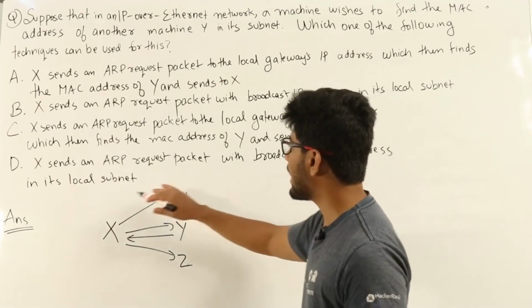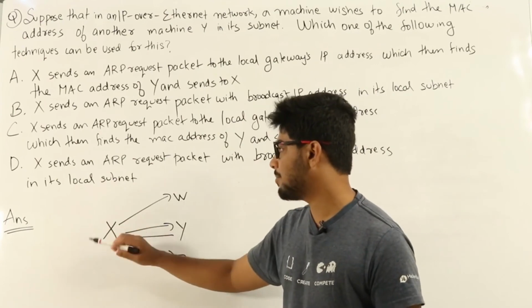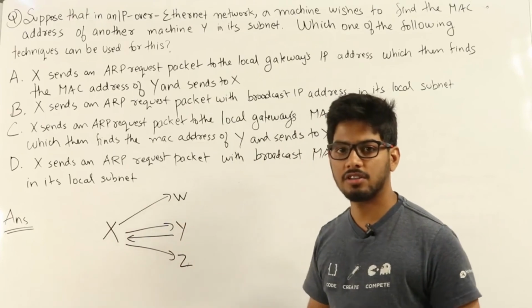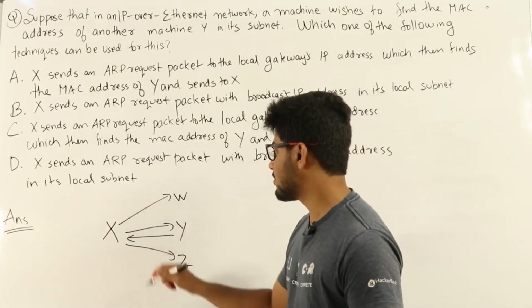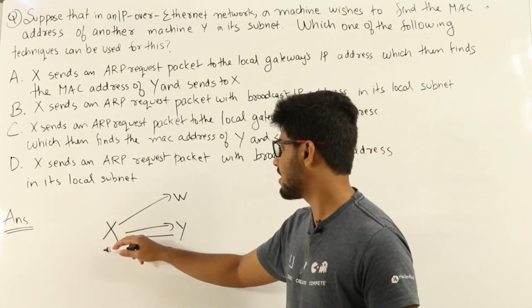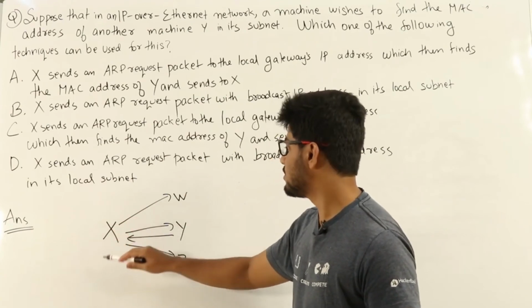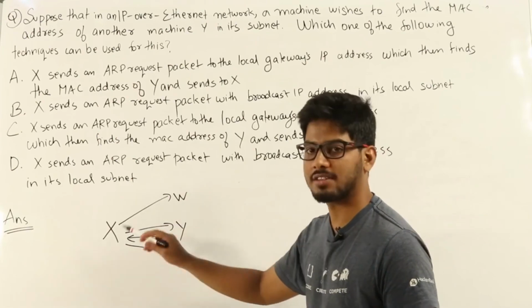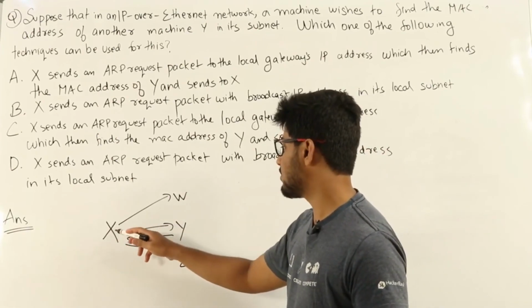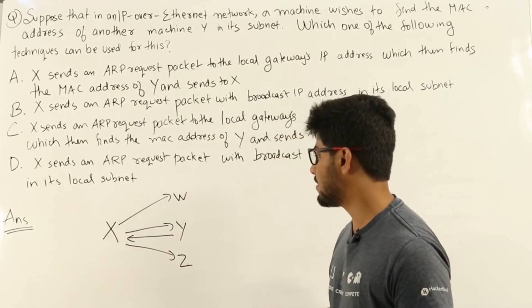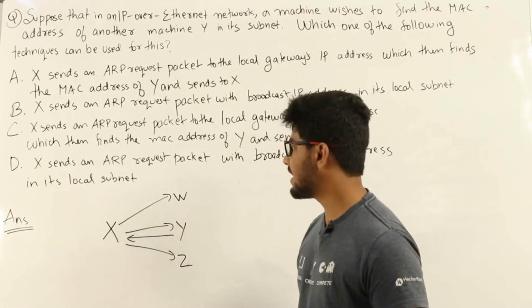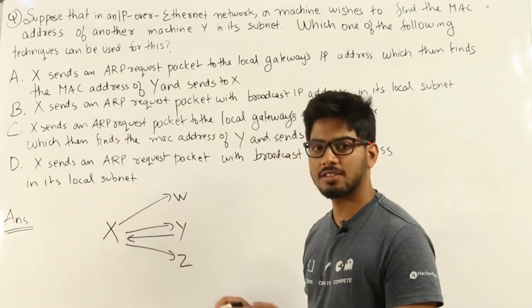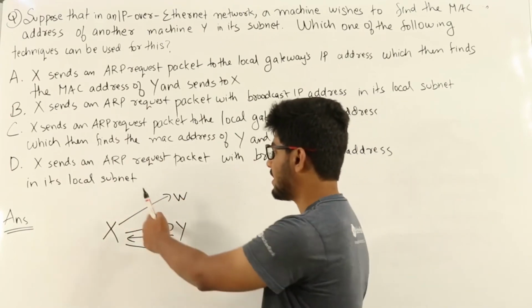Now, how ARP works is the machine X will be sending a broadcast ARP request packet throughout its subnet. What it will be using is the broadcast MAC address. So X will be sending a broadcast message to all the machines in its subnet. So let us say W, Y and Z are there in its local subnet. So that broadcast message will be received by W, Y and Z. All three will receive it. Now in that it is saying who has the MAC address corresponding to this particular IP address. That's what X is asking.